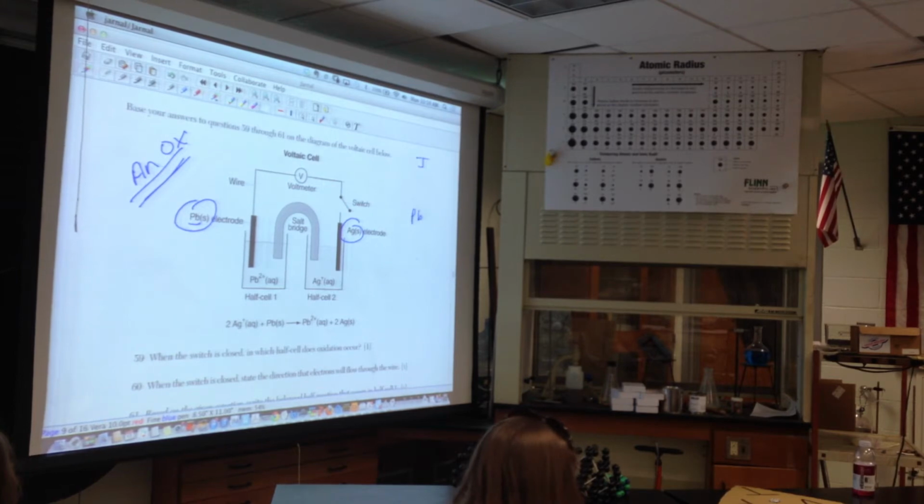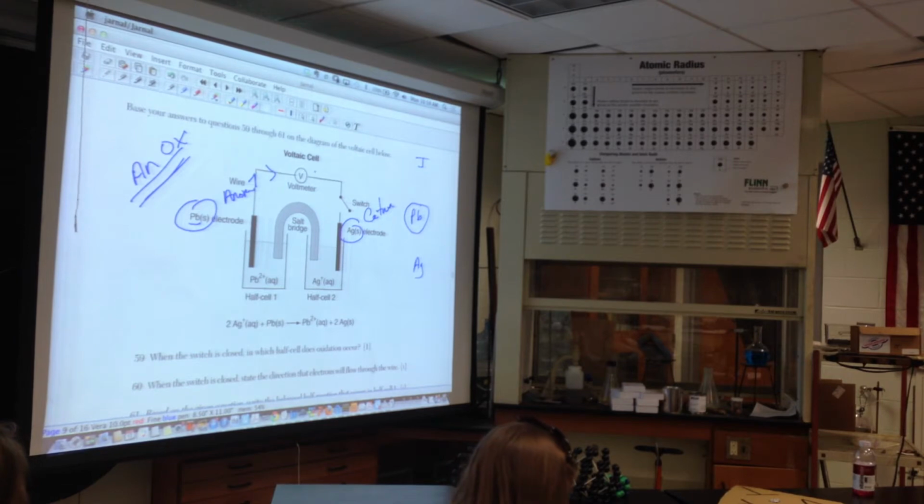Pb is higher than silver. That means in a chemical reactivity series, lead is more reactive. This metal is better at oxidizing. So this is my anode. This must be my cathode. Does everyone understand that Pb is higher on table J? Good. Electrons flow from what to what always?